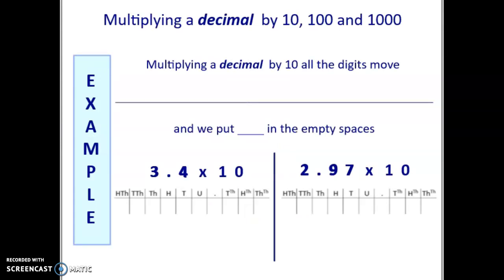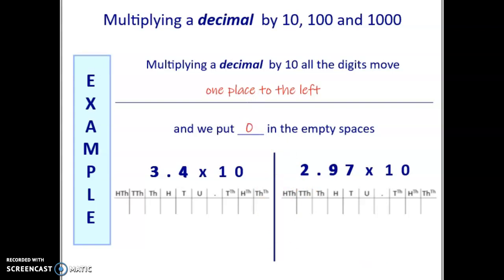I'm sure when you learnt about multiplying by 10 in primary school, you learnt the trick of putting a 0 on the end. But that's what it is. It's a trick and not why it works. When we are multiplying decimals by 10, 100 and 1,000, this trick won't work. So we're going to use the rule that we have just learned. The rule for multiplying decimals is the same. If we are multiplying a decimal by 10, all the digits move one place to the left, and we put a 0 as a placeholder in the empty spaces.